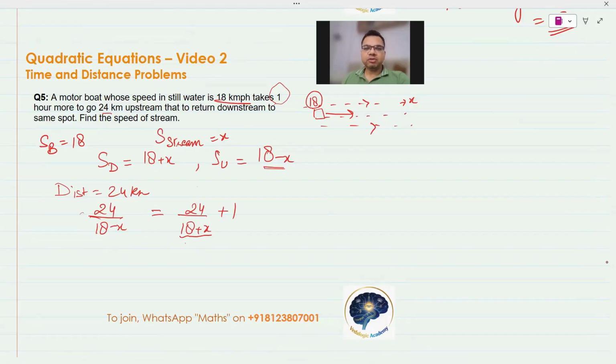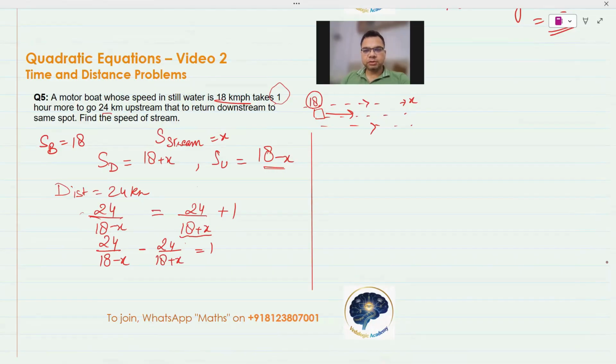So now we have to just solve this equation. We have single variable, single equation, so we can solve it. So let's try to see how to do it. Okay, so let's try to bring these both the terms to one side, so that it becomes easy for us to do the calculation afterwards. Minus 24 upon 18 plus x equals to 1. So this is the difference that we have. Now let's try to solve it.